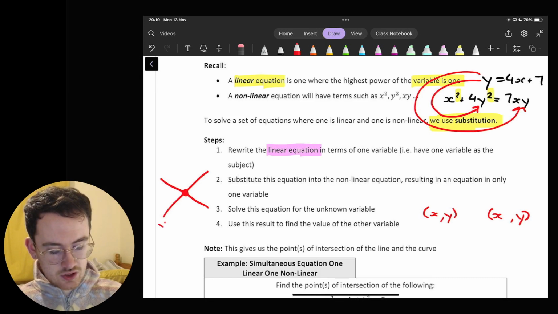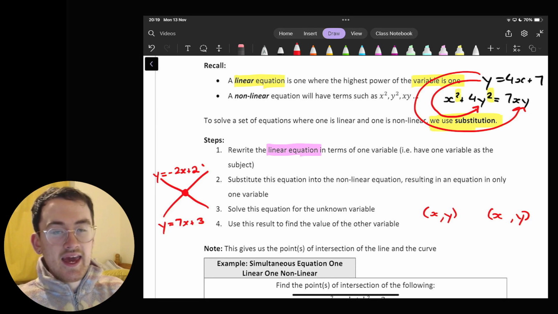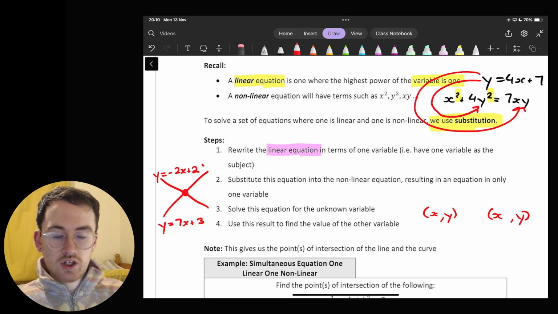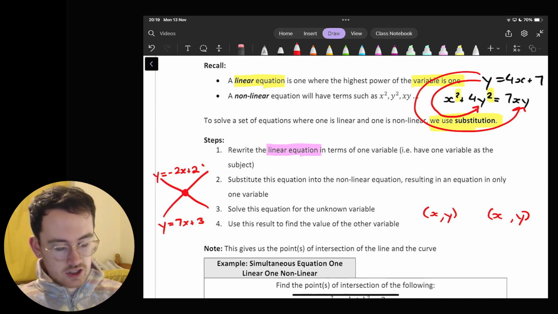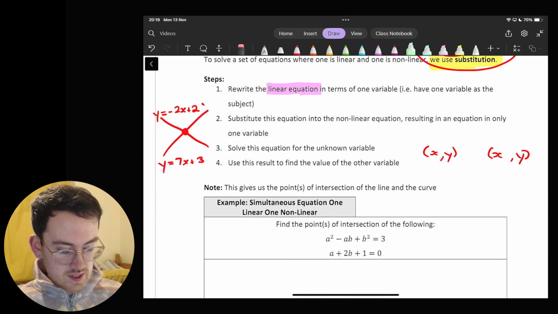So say I gave you two lines, 7x plus 3, and I gave you another line over here, I suppose, say we said this was minus 2x plus 2. If I wanted you to find the point of intersection, we could do that using simultaneous equations. What this type of simultaneous equation gives us is the point of intersection, so same as that, between a line and a curve.